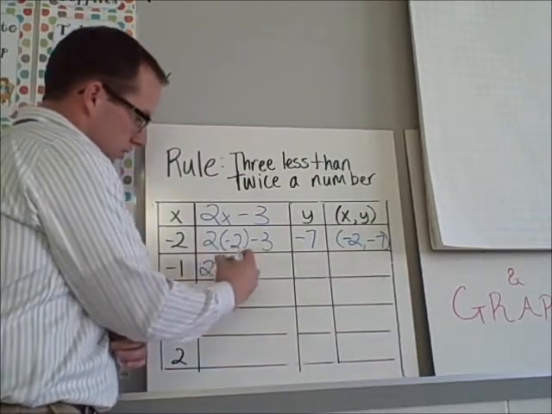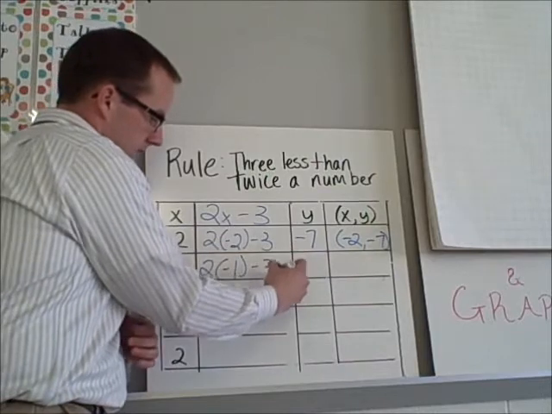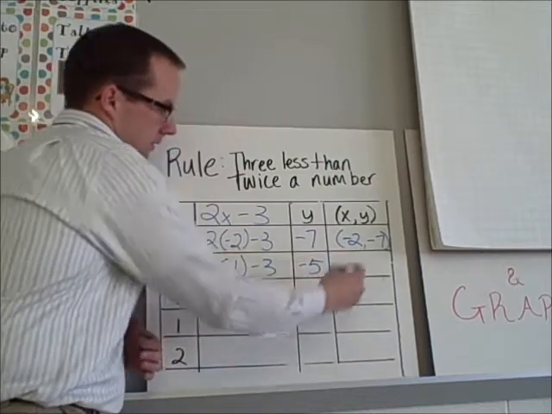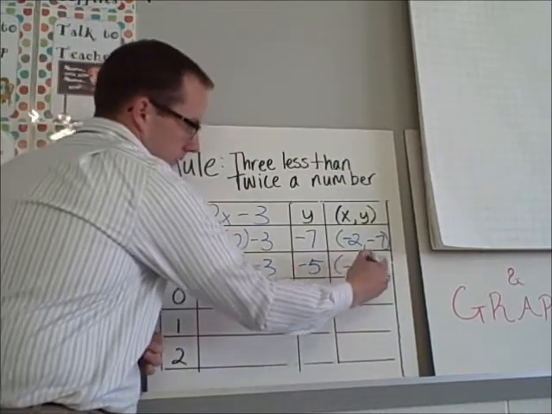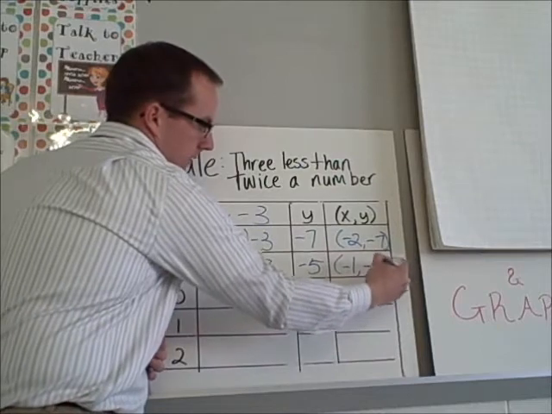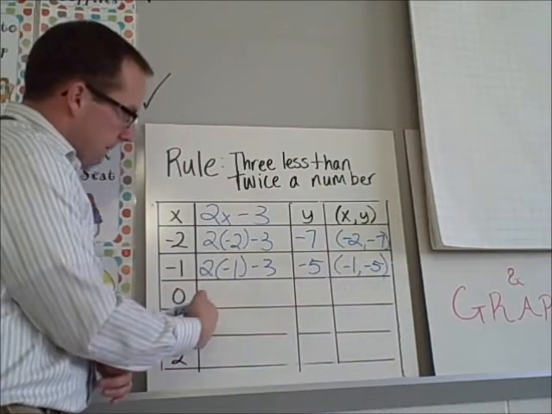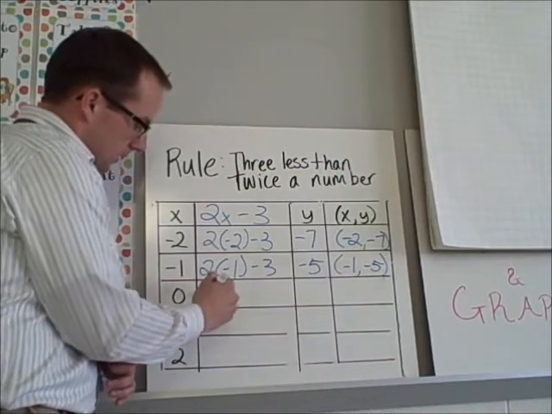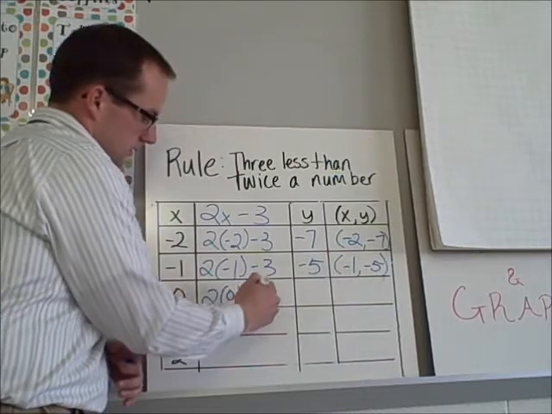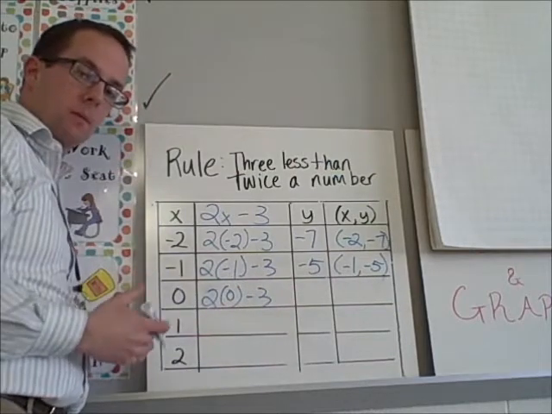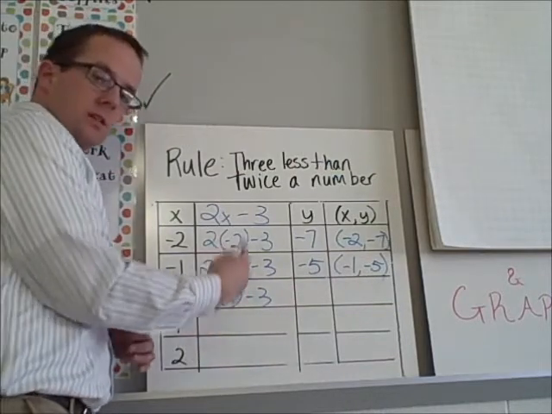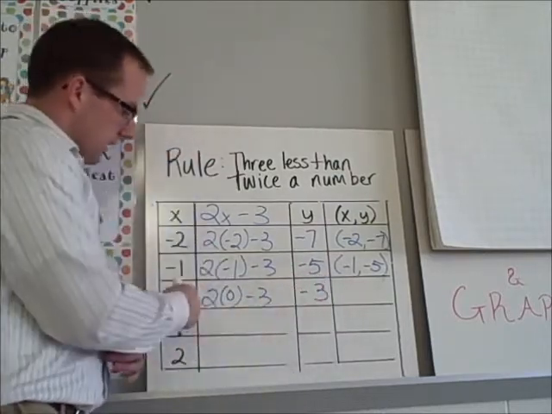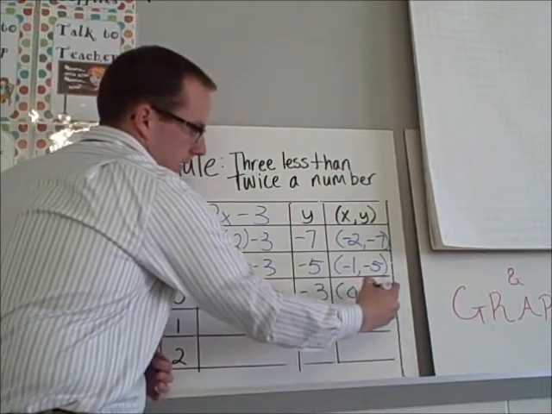So here we go. 2 times -1 minus 3. That's -2 minus 3. That's -5. And my x coordinate is -1, my y is -5. Moving on, 2 times 0 minus 3. Well, we all know that the zero property of multiplication says that 2 times 0 is 0, and then minus 3 is -3. So your coordinates here are 0, -3.